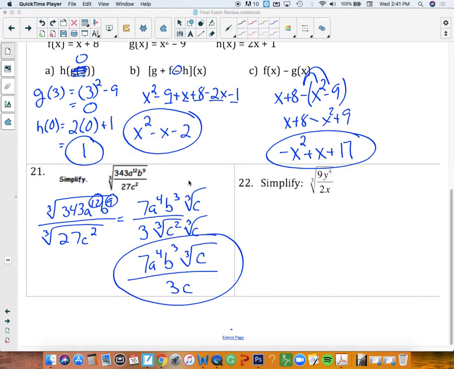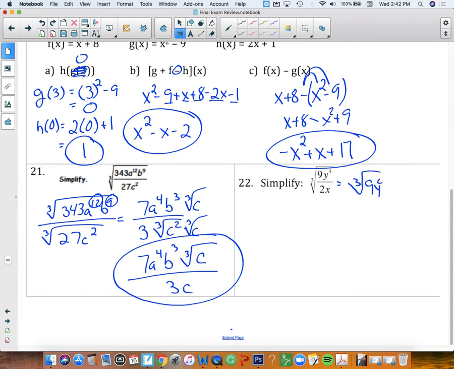Pick up where we left off, number 22. First, you have to decide if you can simplify that on the inside or not, which there aren't any perfect cube roots going on here because that's a cube root. So you cannot simplify that. So then you gotta split it up. So it'd be cube root of 9y to the fourth.